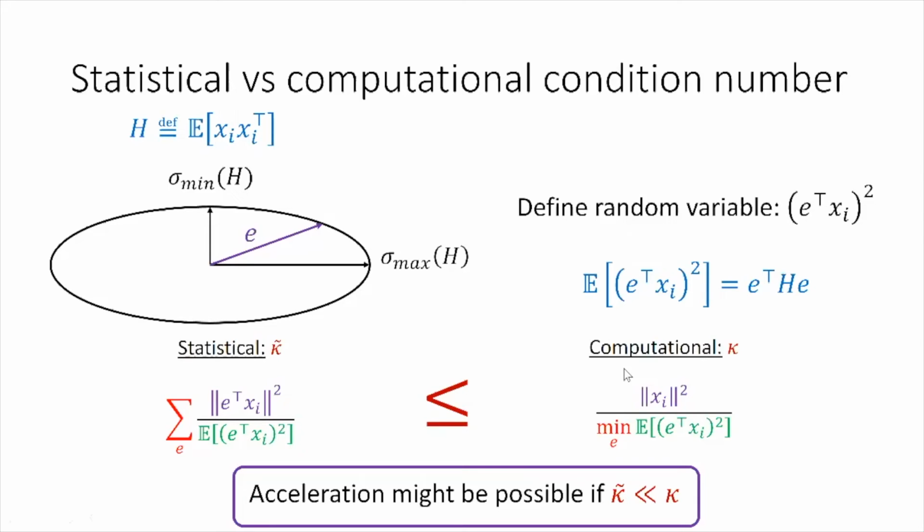And our previous matrix concentration example suggests that acceleration might be possible if the statistical condition number is much smaller than the condition number kappa. Okay. So any questions on this one?